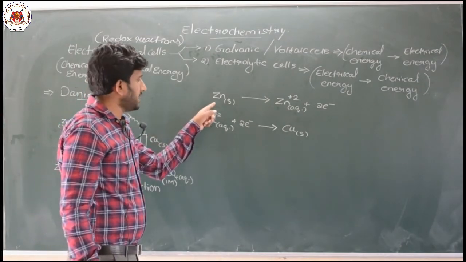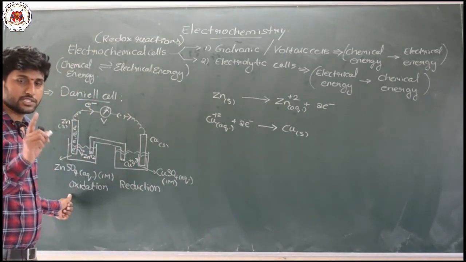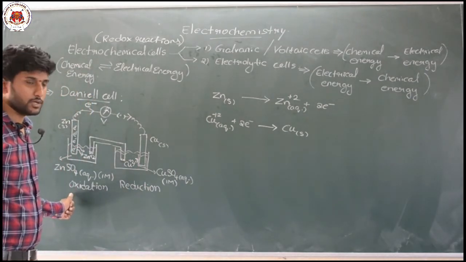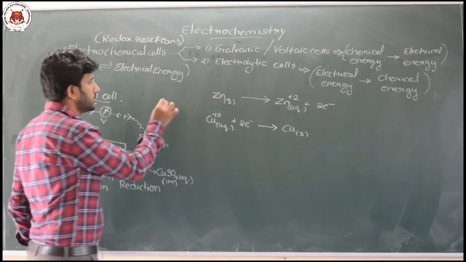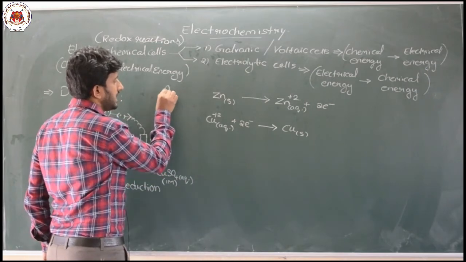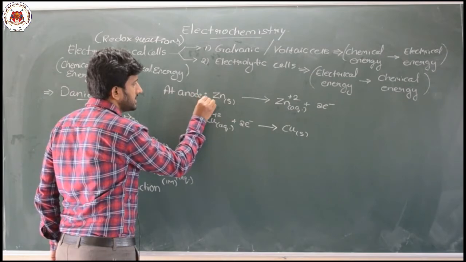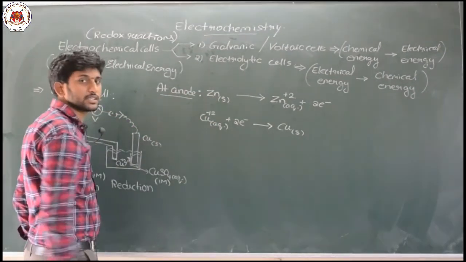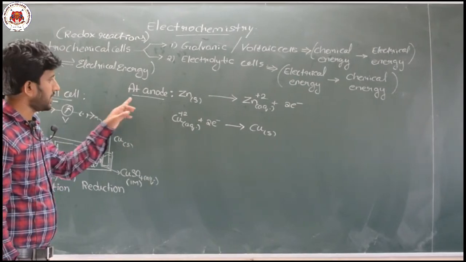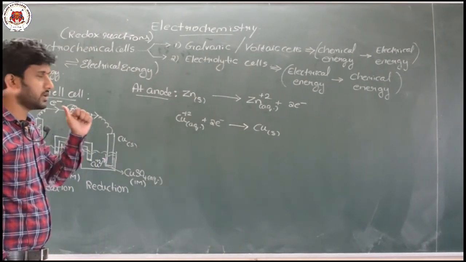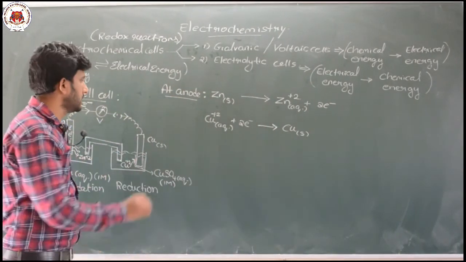So I am writing this one, as you know, basically oxidation always takes place at anode, reduction takes place at a cathode, that everyone knows, right? So I am writing here, this reaction is occurring at which electrode? At anode, because it is an oxidation reaction. So at anode oxidation is taking place. Zinc is undergoing oxidation to Zn plus 2.